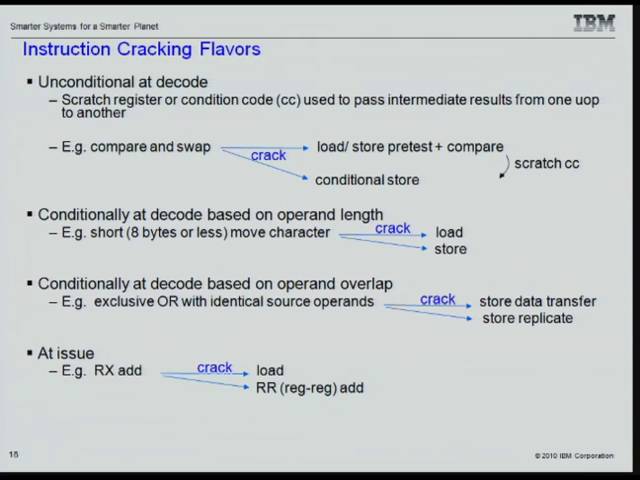We have another class where we conditionally at decode crack it based on the overlap of the operands. And an example of that is an exclusive OR operation, which our programmers in Z like to use to clear out storage. They'll set both source operands to the identical address and effectively clear out storage. And then the last class I already talked about, that was where it's cracked at issue. It's effectively an operand where one source is from storage and the other source is from a register.